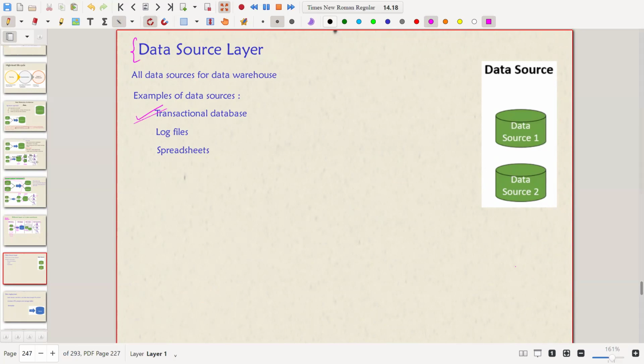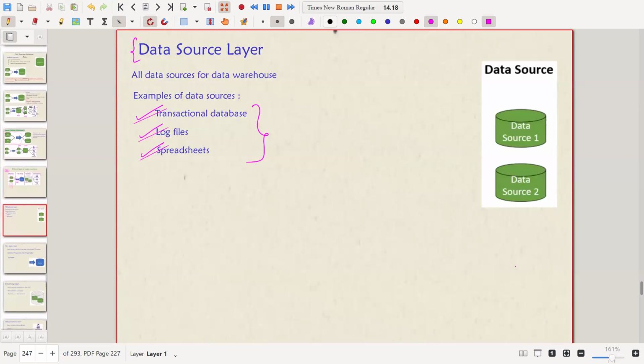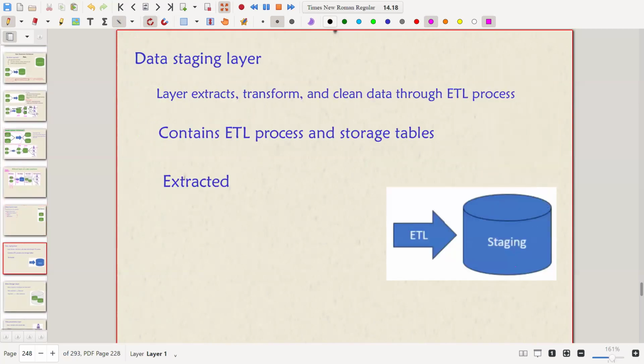Maybe you are collecting different transactions, what has happened in your mall, so it's a transactional database. You can also keep a log of files when a lot of people are coming to your mall, so that you can analyze how many more staff to put in that time period. By the log time, you know how many people came and when they went. And of course spreadsheets, like who bought which items and in which season. All these are needed together. Then this is the data staging layer, which follows this ETL approach.